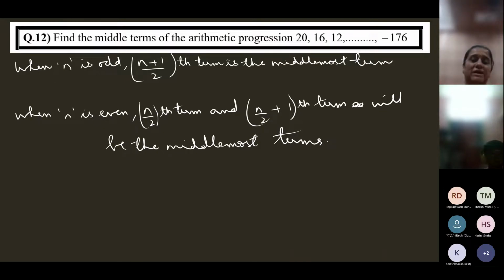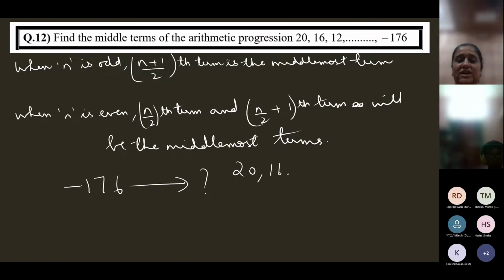So go to minus 176. As I told you in the last class, go up to minus 176 and ask minus 176 its position. Because who are in the queue? 20 is standing first in the queue, then 16 is standing behind 20, 12 behind that, and so on. Minus 176 is the last term in the queue. So you should go to this number minus 176 and ask its position.